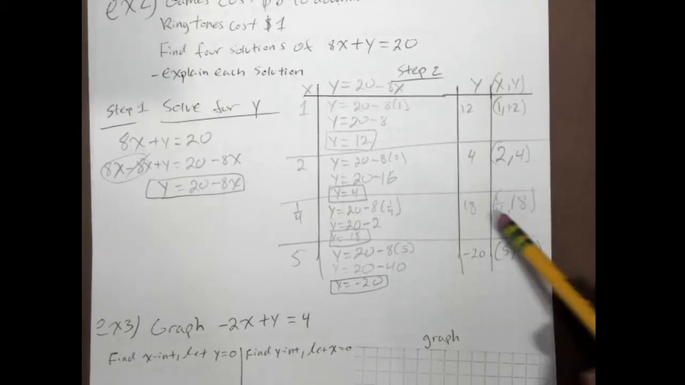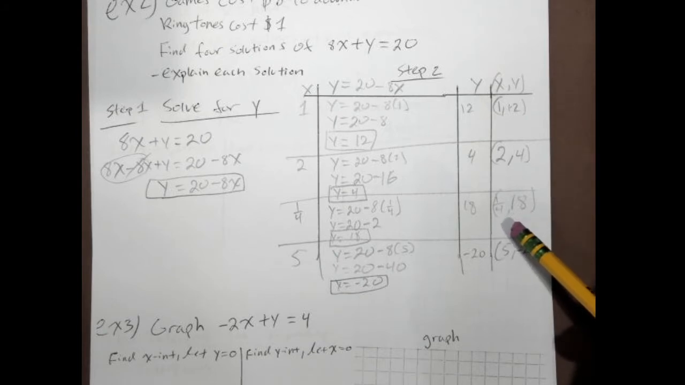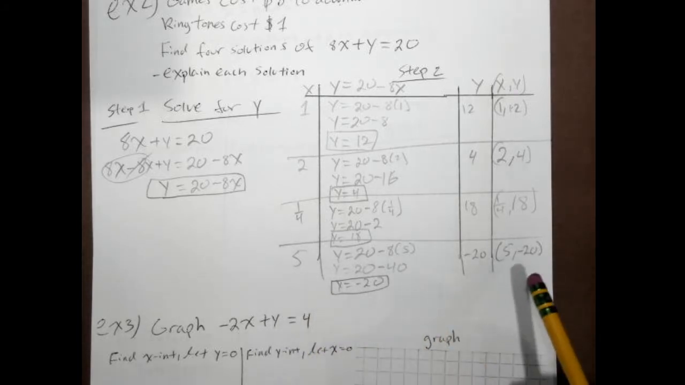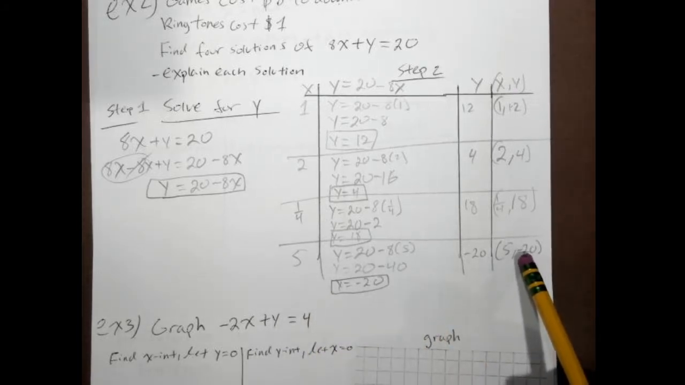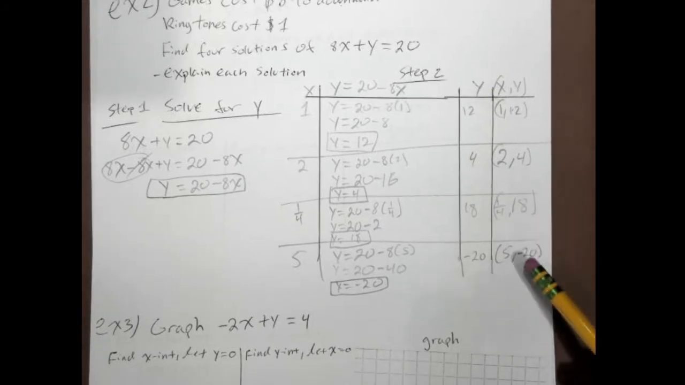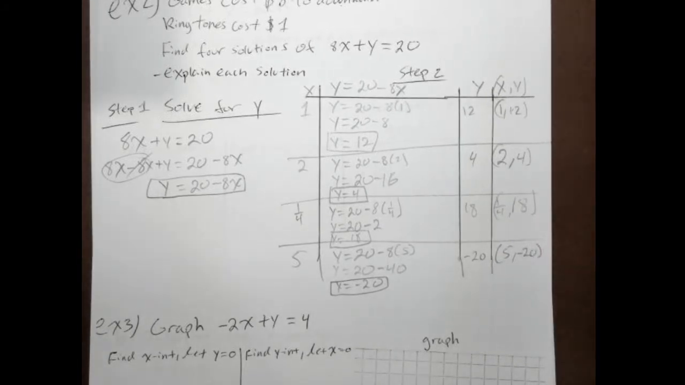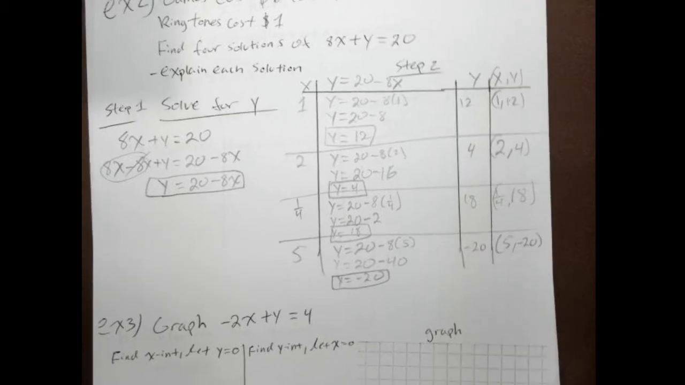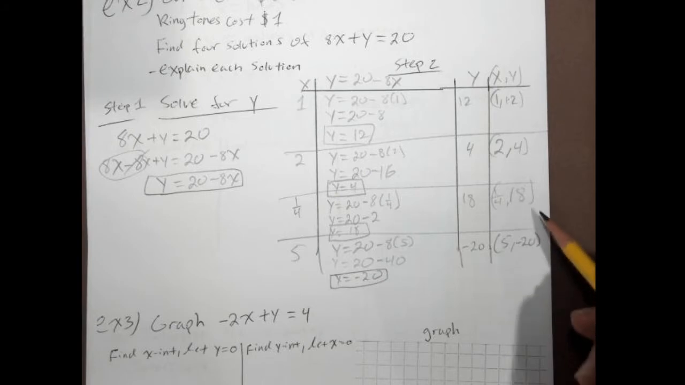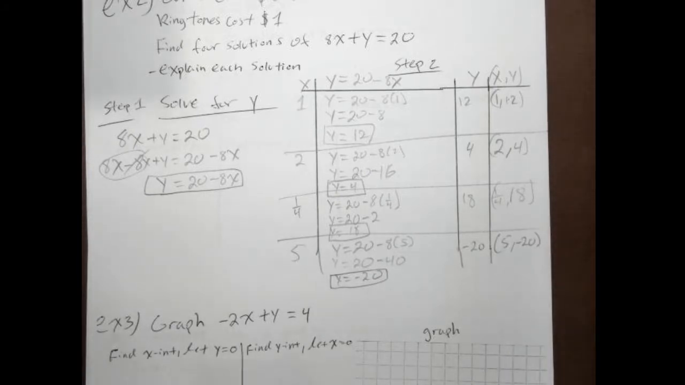So this third solution here is not really possible. Not a possible solution. It doesn't make sense. And the last solution also is not possible because we can't download negative 20 ringtones. So the last two are not possible solutions, or at least they don't make sense. They are possible solutions to y equals 20 minus 8x, but they don't make sense in the scenario of this word problem.